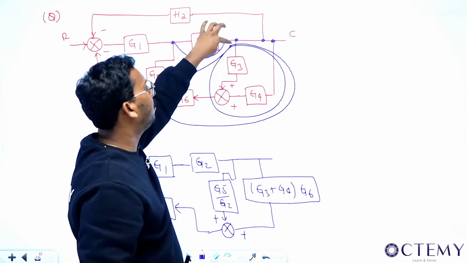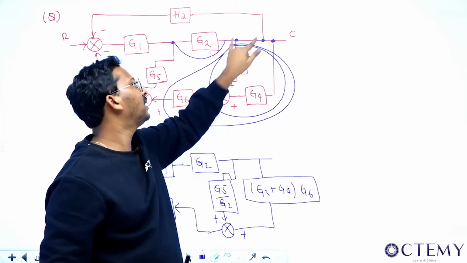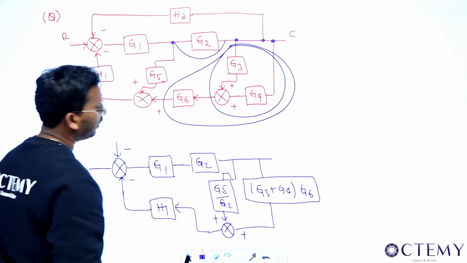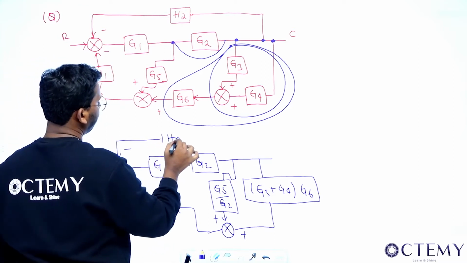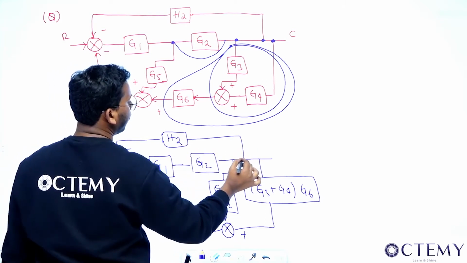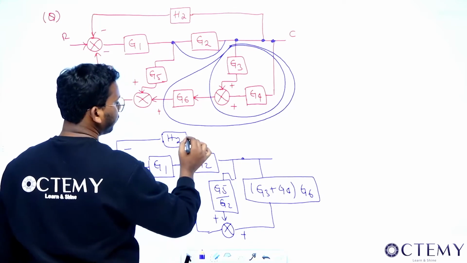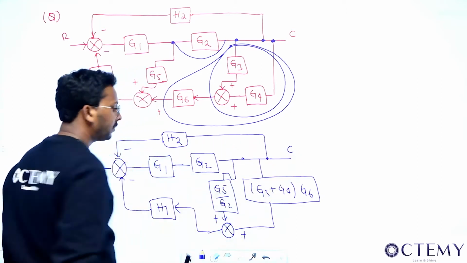On the same line, if you have different points, you can interchange them, sir. Interchanging a takeoff point on the same line does not matter, right? And this loop is H2, it is there now. Somewhere you can show it like this, not a problem, or if you want, you can show it here also, sir. And this is your final C, right?